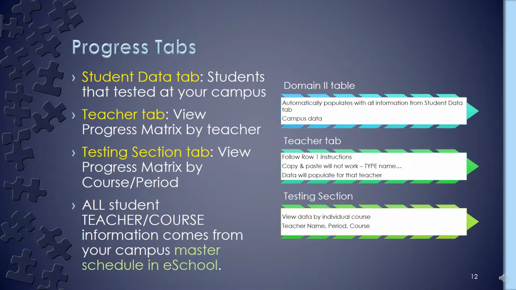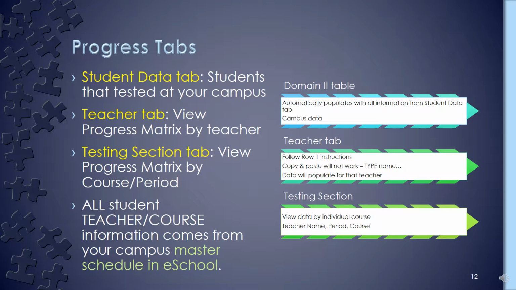Now all of your student information has been added into the template, so you're ready to jump in and have fun looking at the progress matrix charts. You can use any of the tabs down below that have the different subpopulations, and you'll notice at the far right you have two new tabs, a teacher tab and a test section tab.